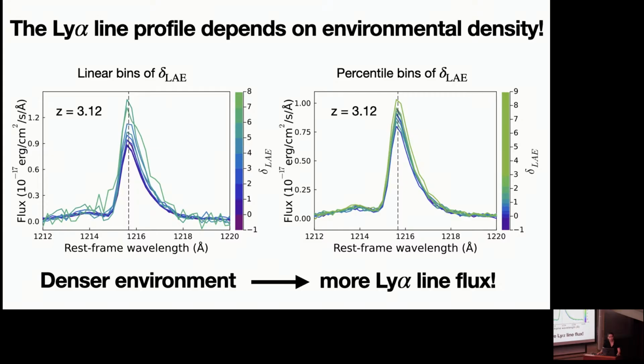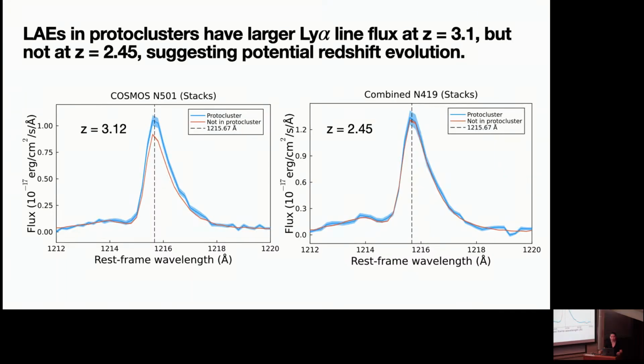And that's promising because if we want to use Lyman alpha emitters as cosmological probes, we want to know what changes the line profile and what doesn't. We can also do this analysis, but for the protocluster regions.